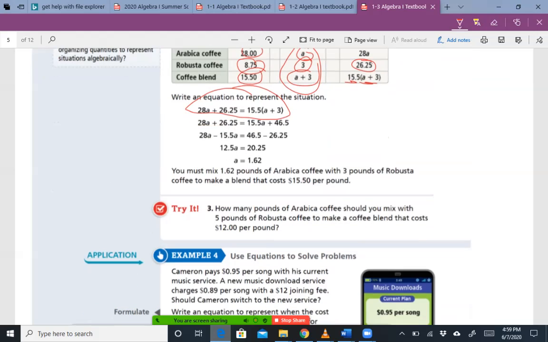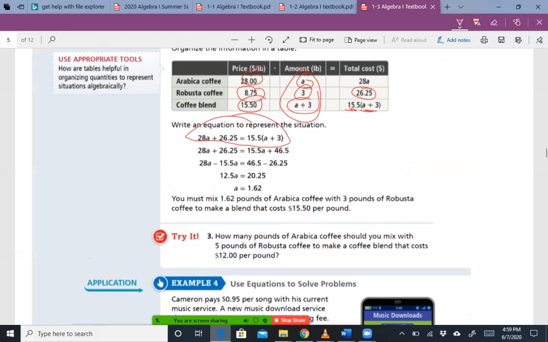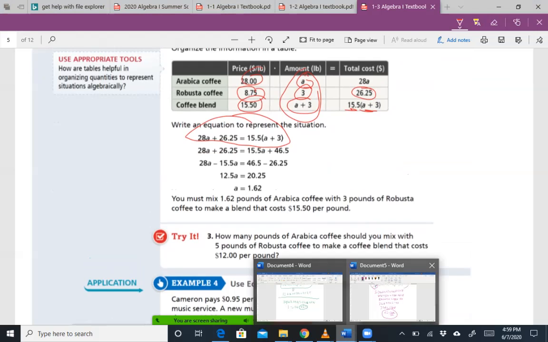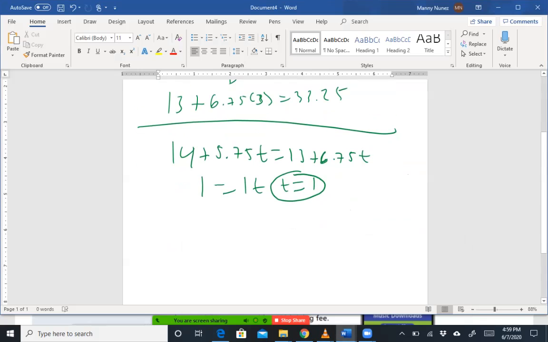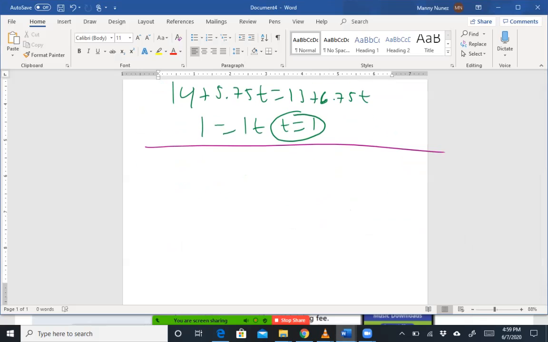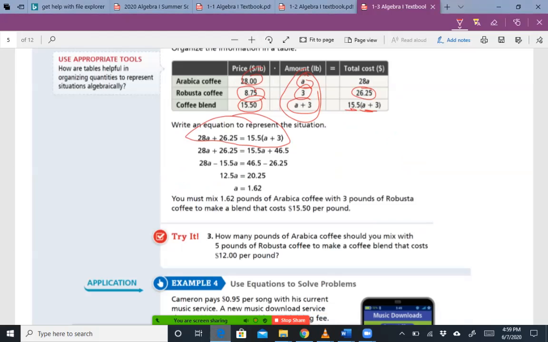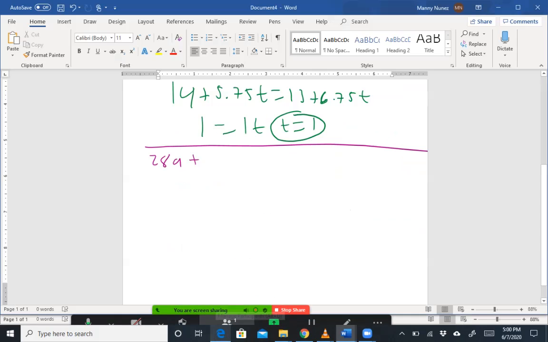Okay. Same thing with this one. How many pounds of Arabica coffee should you mix with 5 pounds of Robusta coffee? We're using the same prices, by the way. So A is Arabica. All right, let's get to it here. So Arabica coffee is $28, so it's 28A plus, now I want to mix it with 5 pounds of Robusta, and it's $8.75.